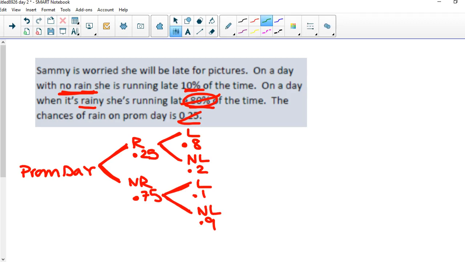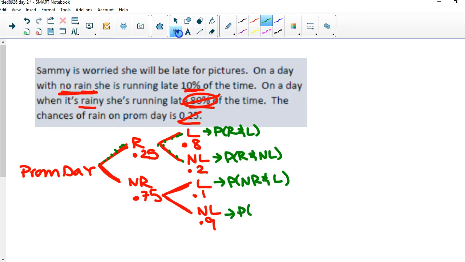Now we're going to ask some probability questions based off this probability tree. Don't stop there on the AP exam. If you do a tree diagram, you need to go all the way through. What do I mean by that? Define the sample space. That's every outcome that could happen on prom day. It could be raining and Sammy's late. I'm sorry, it could be raining and she could not be late. How am I getting this? I'm following my branches. So rain and late, rain and not late, no rain and late, no rain and not late.